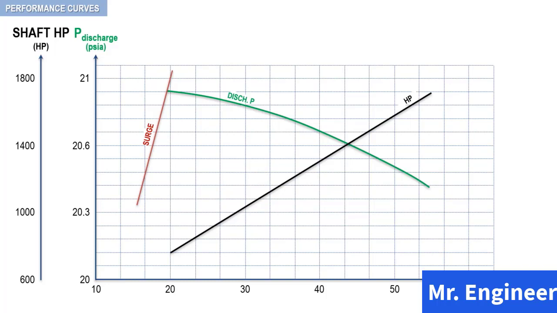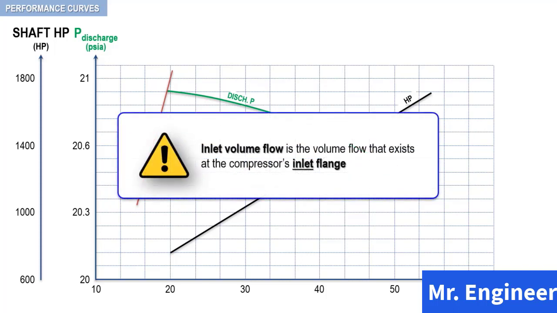External equipment such as inlet and discharge piping, inlet filters, and inlet and discharge valves are not normally considered in establishing the performance curve. Therefore, we must account for pressure drop due to the external equipment when using the performance curve. The term inlet volume flow will be used extensively in the developments that follow. Inlet volume flow is the volume flow that exists at the compressor's inlet flange.